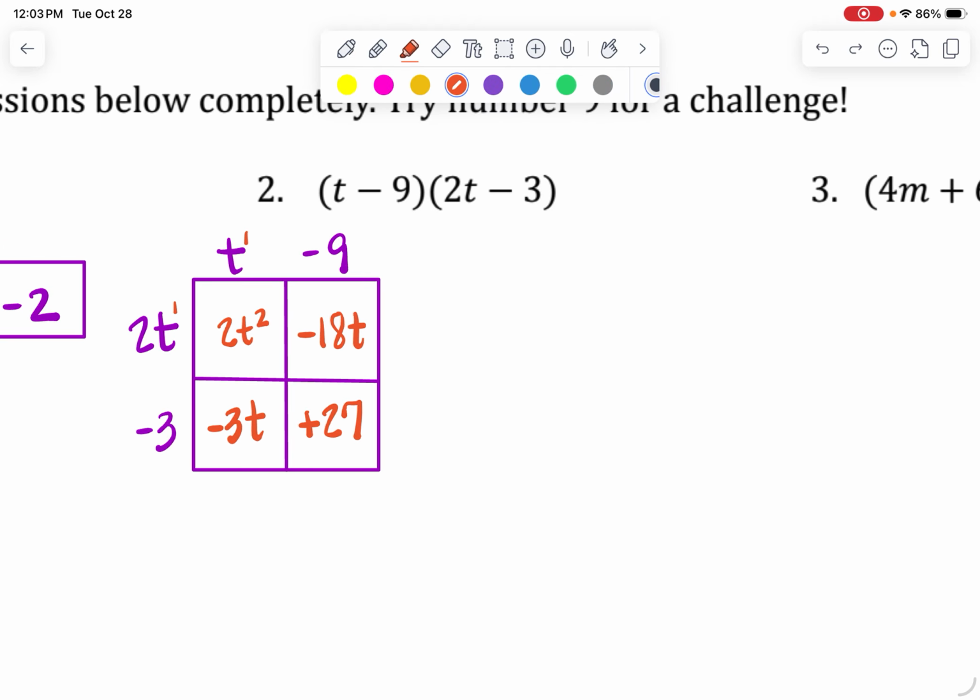All right. Notice the like terms. Yay. All right, so I'm going to have 2t squared, because there are no other t squareds. If I combine negative 18 t's and negative 3 t's, that gives me negative 21 t's, and then the plus 27.